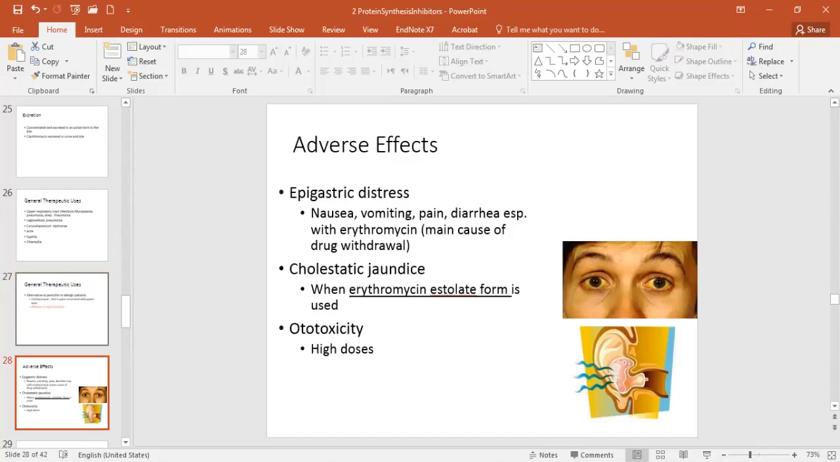What are the adverse effects of macrolides? They cause epigastric distress, nausea, vomiting, pain, and diarrhea, especially with erythromycin, the main cause of drug withdrawal. In fact, erythromycin may cause severe diarrhea, so some people cannot tolerate it. Diarrhea with erythromycin is horrible. It may lead to drug withdrawal; the patient stops the treatment. Cholestatic jaundice when the erythromycin acetylate form is used. Ototoxicity in high doses.